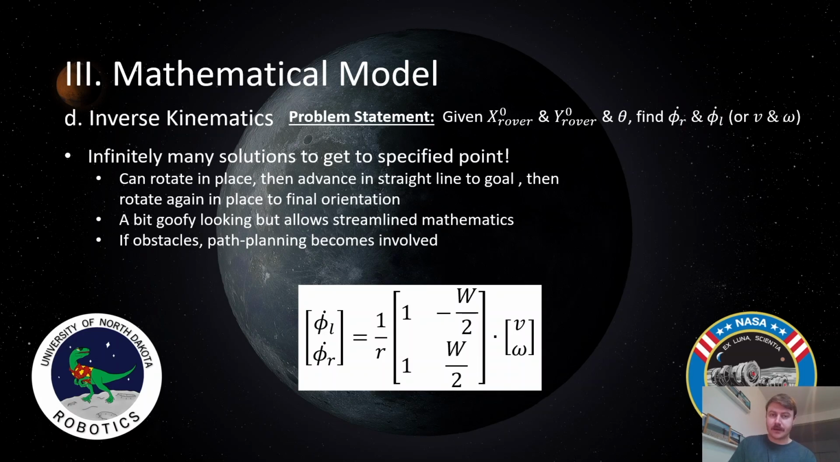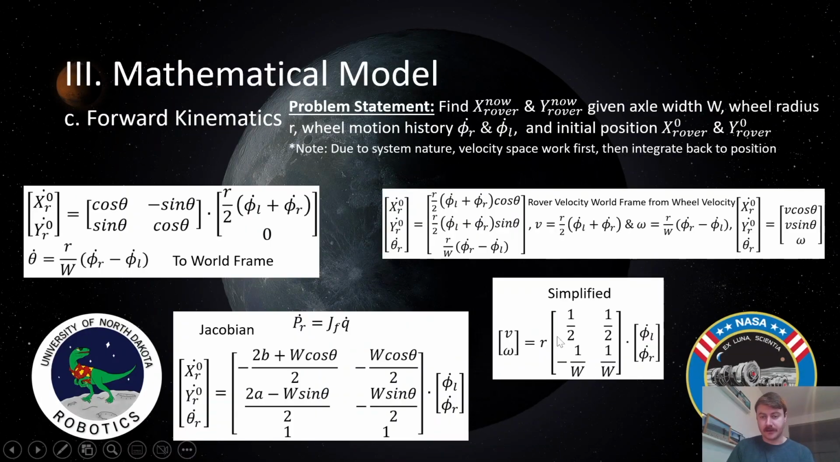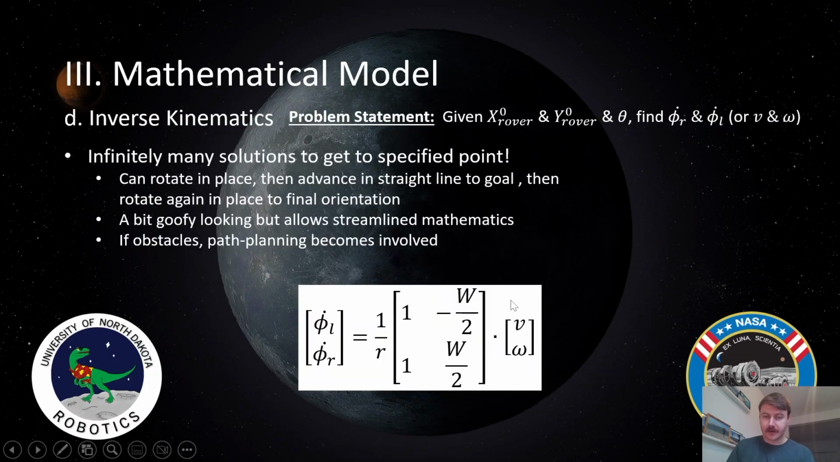Now, for the inverse kinematics, find the wheel velocities to achieve a given desired position. Well, there are infinitely many solutions to that problem. Essentially, the robot could just go straight forward, do a big bunch of spins, and then turn directly and get to that point. Or it could go directly to that point and then spin around a bunch of times to reach the desired pose. So it's an under-constrained problem.